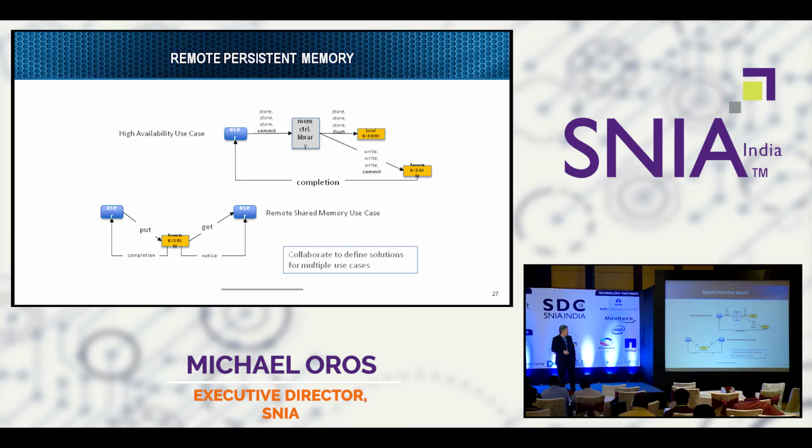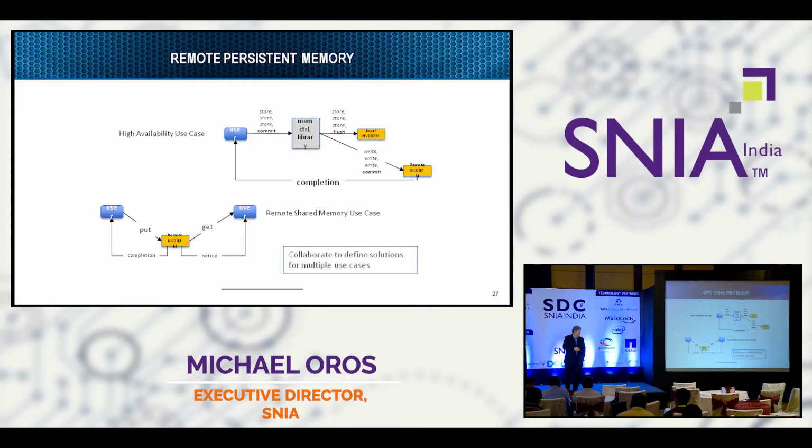The remote shared memory use case, this is an interesting one. This is a disaggregation model of looking at how you architect your systems. And it provides that concept of being able to essentially separate your compute from your memory, or persistent memory in this case. This provides all sorts of new opportunities when you're sharing memory as a central memory pool across multiple compute units.